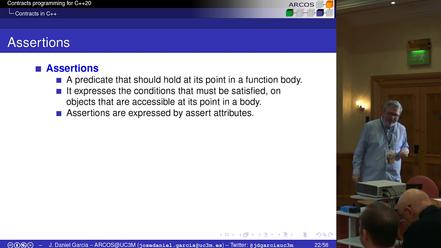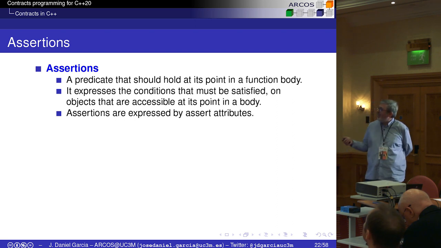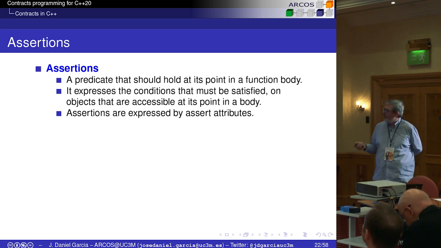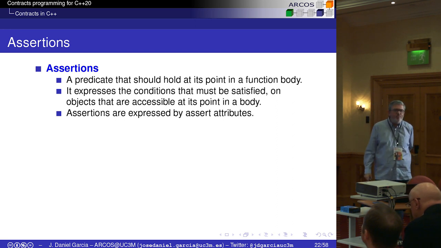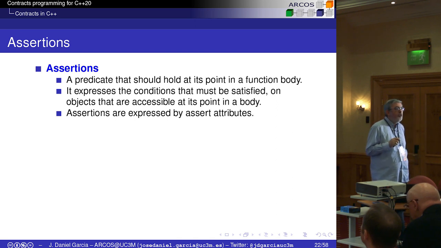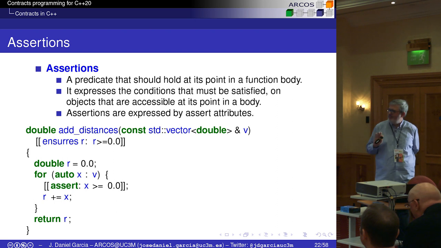You also have assertions. An assertion is a predicate that should hold at its point in a function body, wherever, and express a condition that must be satisfied on objects that are accessible at its point in the body. And for this, we introduce a new attribute called assert. Do not confuse it with the assert macro. So here you have an example.